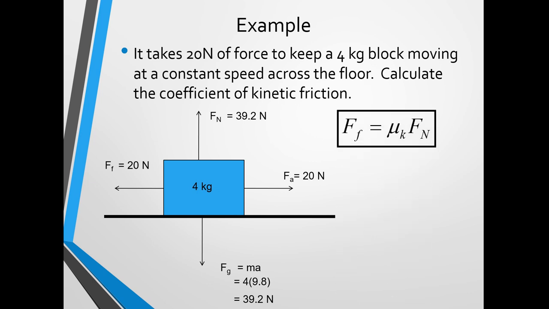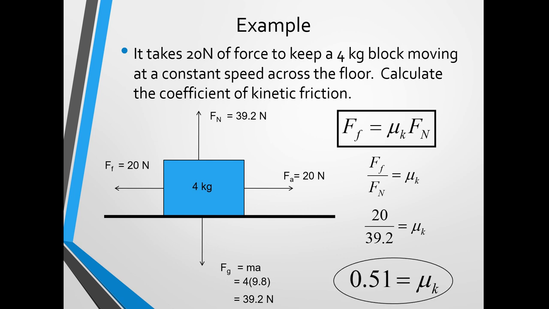Recalling our equation, we have the force due to friction is equal to the coefficient of friction multiplied by the normal force. Now, since we're looking for the coefficient of friction, we can just divide both sides of this equation by the normal force to give us that the coefficient of friction will be equal to the frictional force divided by the normal force. Luckily, we know both of those numbers. We know the frictional force is 20 and we know the normal force is 39.2, so we can simply divide them and we find that the coefficient of friction is 0.51.